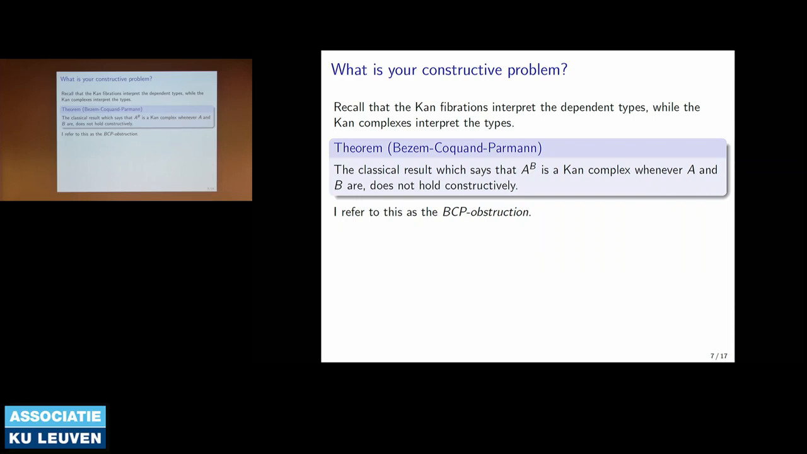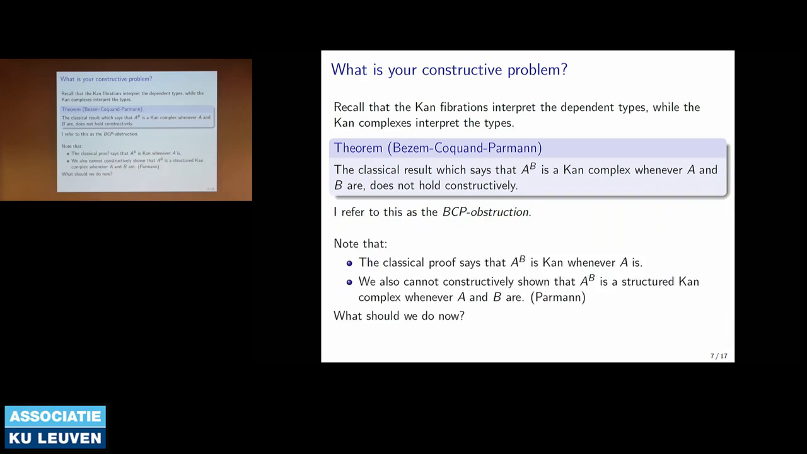This was found by Bezem, Coquand, and Parmann, and one thing that they note is that the classical result, which says that A to the power B, using the exponential in the category of simplicial sets, is a Kan complex whenever A and B are, is not constructively valid. That is quite bad for us because this is how we want to interpret the function types in type theory. Note that the Kan complexes are the intended interpretation of the types. So I will refer to this as the BCP obstruction.